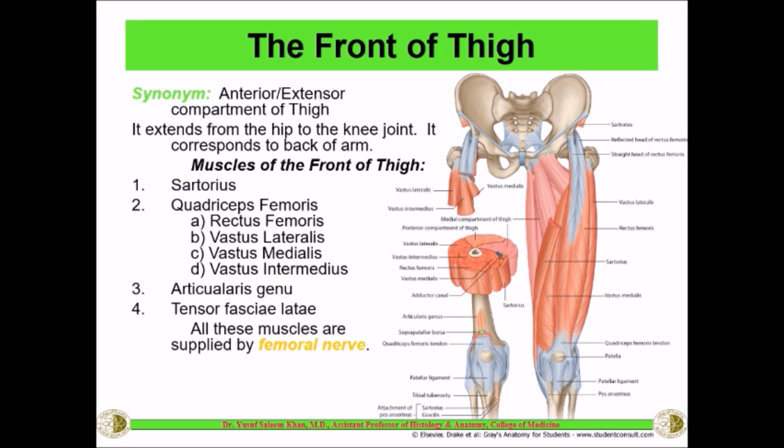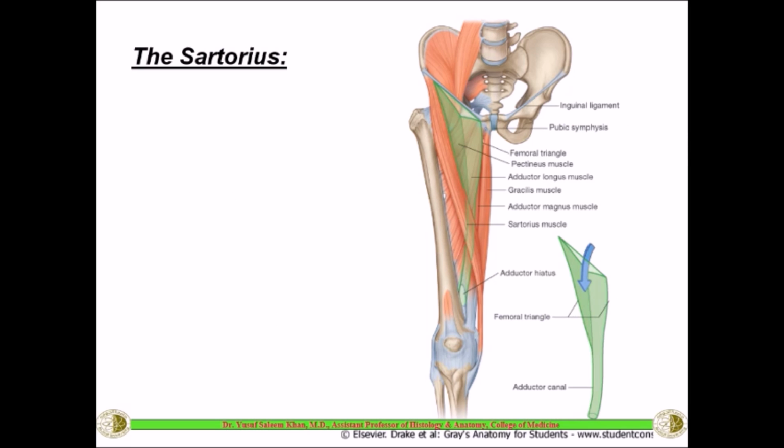All these muscles are supplied by a single nerve. This is called as the femoral nerve. So all these muscles are supplied by the femoral nerve, and the arterial supply to all these muscles is by an artery called as the femoral artery, and the venous drainage is by the femoral vein. So everything is femoral here. All these muscles are supplied by the femoral nerve, femoral artery, and these are drained by the femoral vein. So now we'll study these muscles one by one in detail.